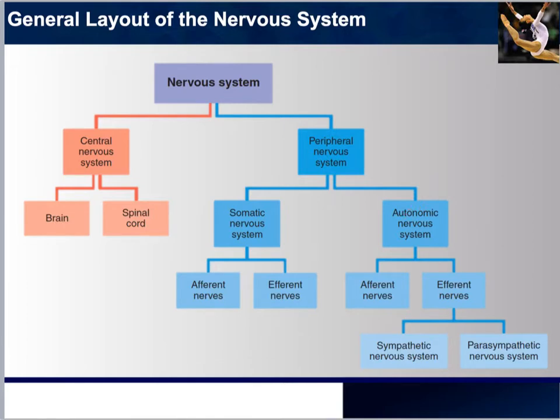Both subdivisions are made up of afferent nerves and efferent nerves. It is important to note that the afferent nerves are our sensory nerves, and these carry sensory signals from the internal organs to the central nervous system, whereas the efferent nerves are the motor nerves, and these carry motor signals from the central nervous system to internal organs.